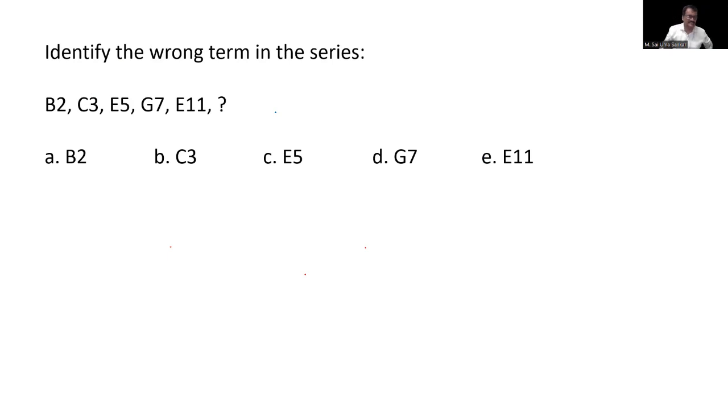Now identify the wrong number. B2C3 is very simple. B is the second letter, C is the third letter, E is the fifth letter, G is the seventh letter. What is the 11th letter? That is K. But here E is there. So what is the answer? E11, which is the required answer.